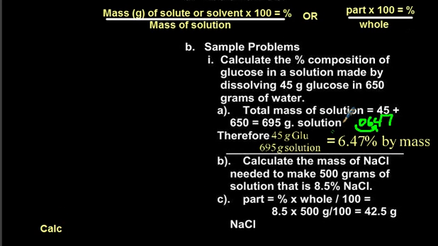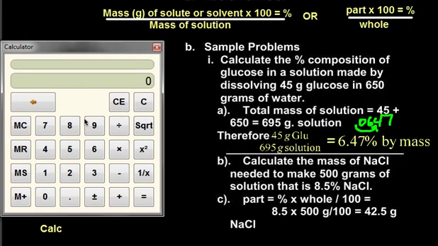Okay, so the next one is we're going to calculate the mass of NaCl needed to make 500 grams of solution that is 8.5% sodium chloride. 8.5% is going to be our conversion factor again. So we know that the part equals the percent times the whole over 100. So 8.5% times 500 grams divided by 100 is going to give us 42.5 grams.